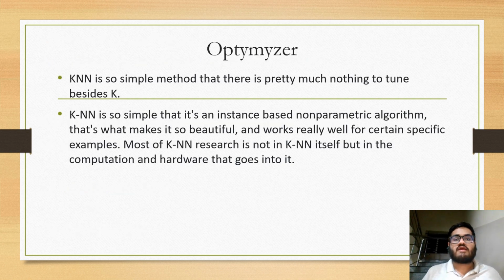Now here comes the important part of the video presentation, that is the optimizer, or how we are going to improve the accuracy of our machine learning algorithm. KNN is such a simple method that there is pretty much nothing to tune besides k, that is the number of neighbors. KNN is so simple that it's an instance-based, non-parametric algorithm. That's what makes it so beautiful and works really well for certain specific examples. Most of KNN research is not in KNN itself, but in the computation and hardware that goes into it.